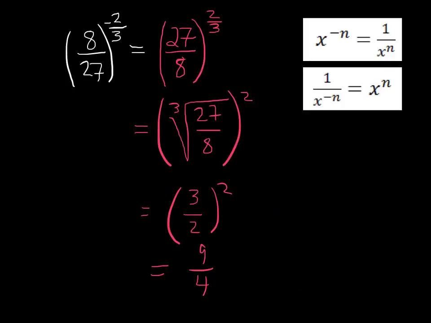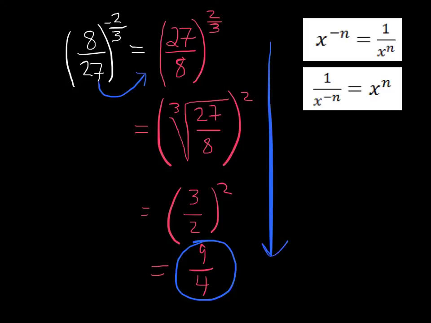And here we go. There's our answer. It's 9/4. How did we get that? Well, 8 over 27 to the power of negative 2/3 can be rewritten as 27 over 8 to the power of 2/3. And the rest from there, please refer to the prior video to go from 27/8 to the power of 2/3 to our final answer of 9/4.